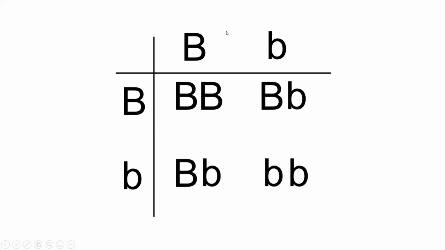One possibility is that we get big B. That's a brown-eyed child. One possibility, big B, little b. Another possibility, big B, little b. But here we have a little b. So these two heterozygous parents could possibly produce a blue-eyed child. It's a small chance, it's 1 in 4, that's a 25% chance that they would produce a blue-eyed child, but they could do it.